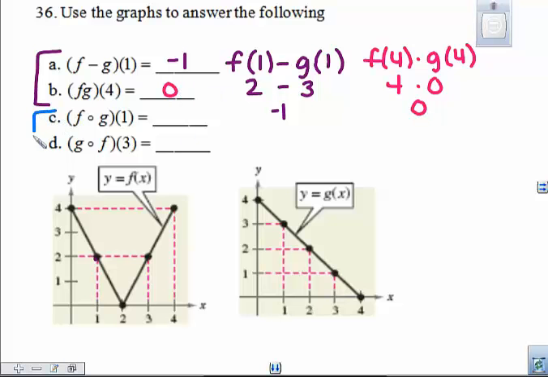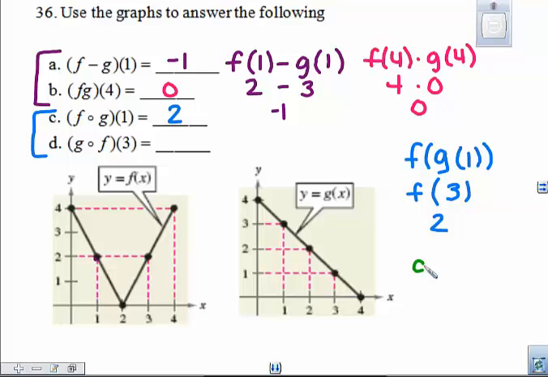C and D are composite because they have the "of." So remember, the 1 isn't going to go into both of these. We're going to rewrite them. So f of g of 1. So the first thing we need to find is g of 1, because that's our input. So on the g graph, when we input 1, we get 3. So instead of g of 1, we have 3. And that's going into the f function. So on the f graph, we input a 3 and get 2.